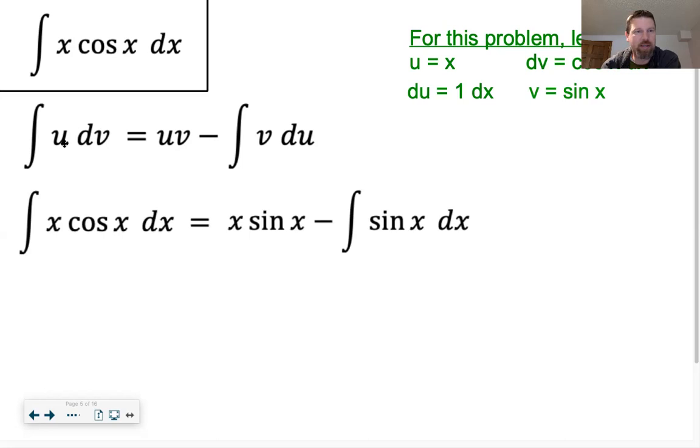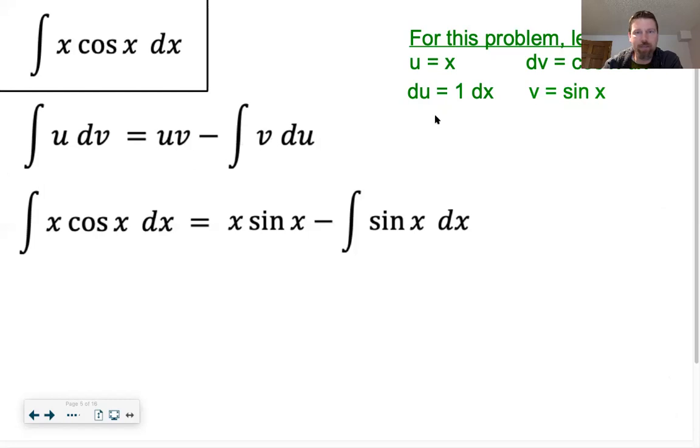We'll go through it. Instead of the integral of u dv, I've got the integral of x cosine of x dx, what I was trying to find. Again, that's because u is x, right there, and dv is cosine of x dx. So this part changed to that. This integral will be equal to uv minus the integral of v du.